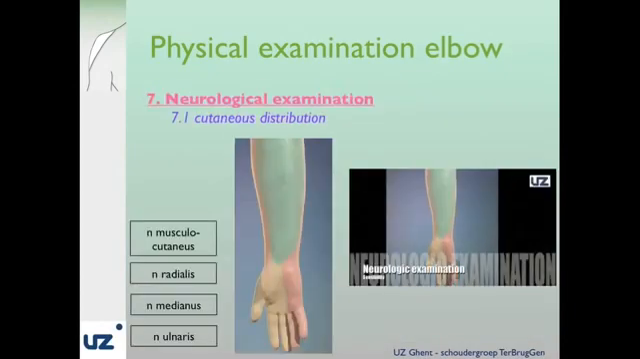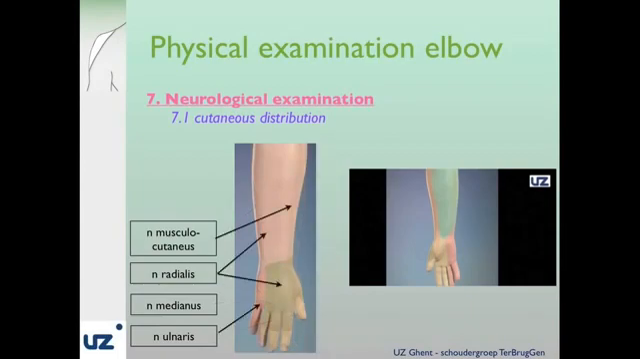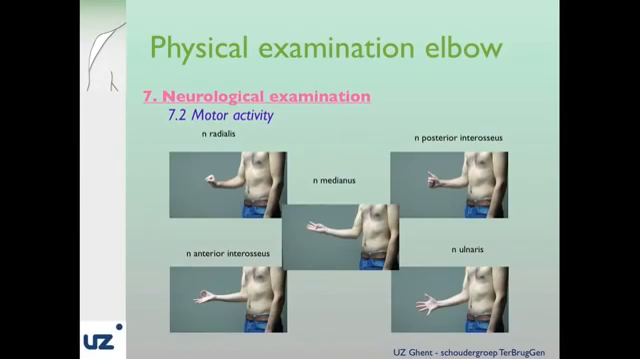At last, the neurological examination. First, the sensation on the dorsal and volar side of the lower arm is checked. Loss of sensation in the region of the nervus radialis, medialis, ulnaris, or musculocutaneus is evaluated.